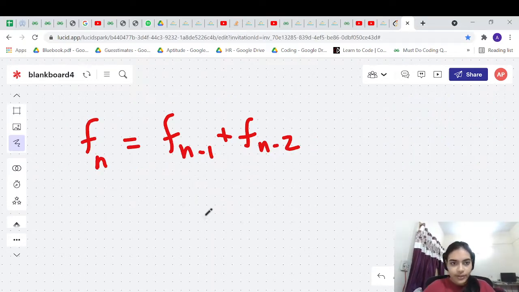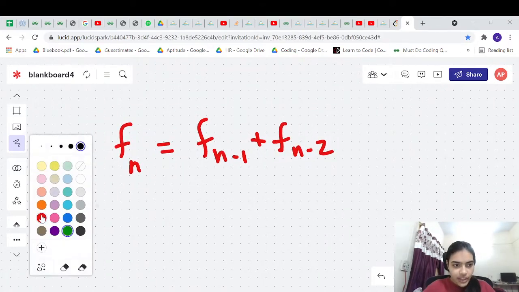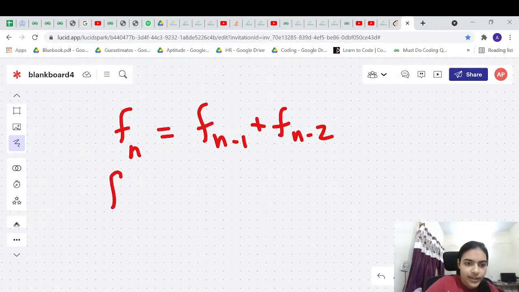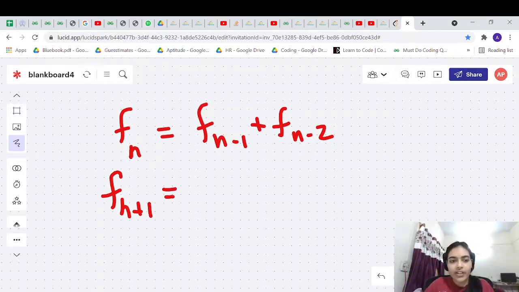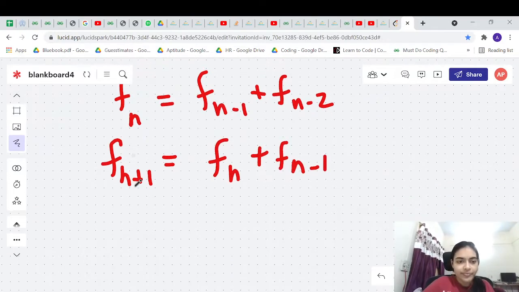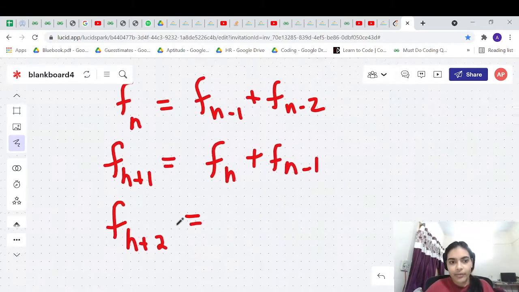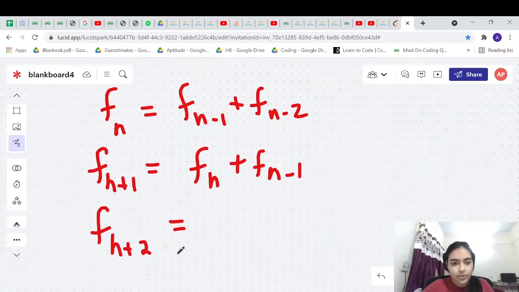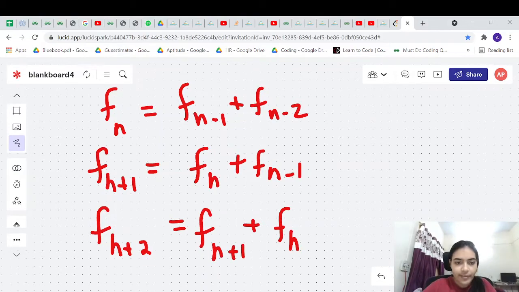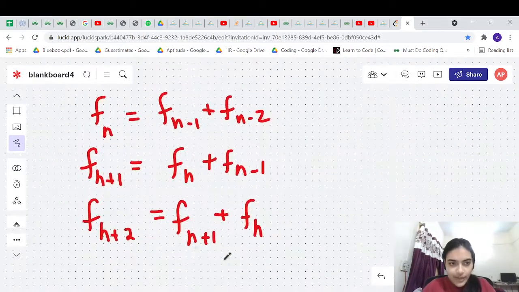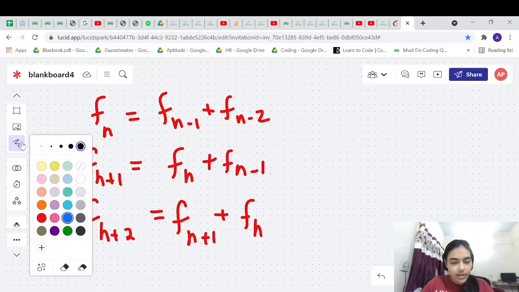Okay, so we know this equation. Now what else do we know? So what will be f of n plus 1? Similarly, the n plus 1th term will be the sum of previous two terms. So what will be that? f of n plus f of n minus 1, right? Suppose I want to find even the next term. What will be f of n plus 2? So f of n plus 2 will be equal to f of n plus 1 plus f of n. Okay, so very simple equations. I have just represented the simple equations which represent the sum of previous two terms.